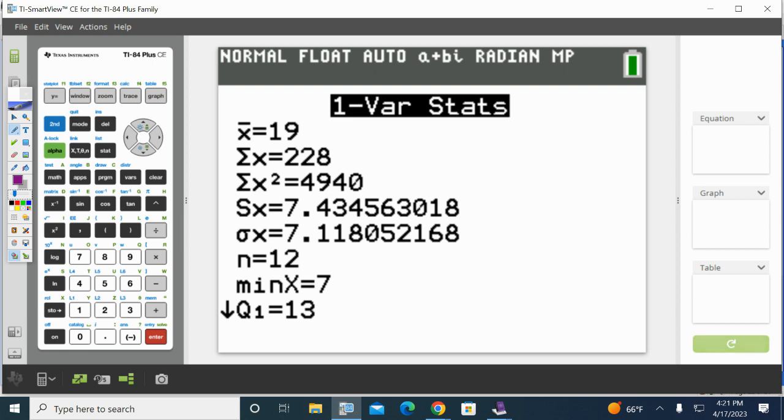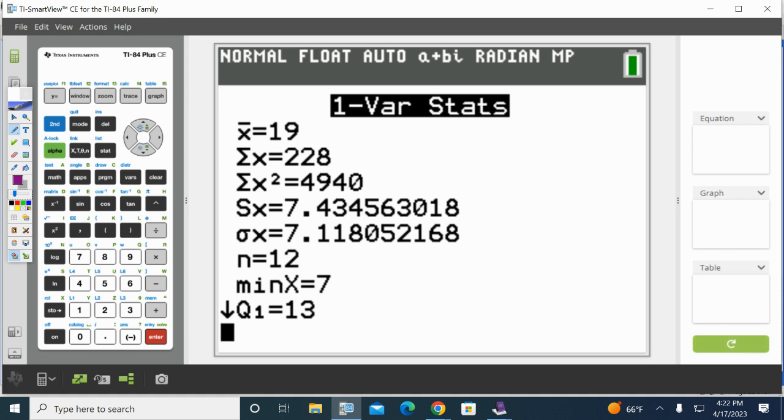So the first thing that you see here is the mean. X with a bar over it is the mean. The second thing in the list is the sum of all of your numbers, which would have been 228. And then, of course, that squared. I don't remember what the Sx is. I'll have to get back with you on that. The next one is called standard deviation, which we'll learn about in the next lesson. n equals 12, meaning that there were 12 numbers in the data set.